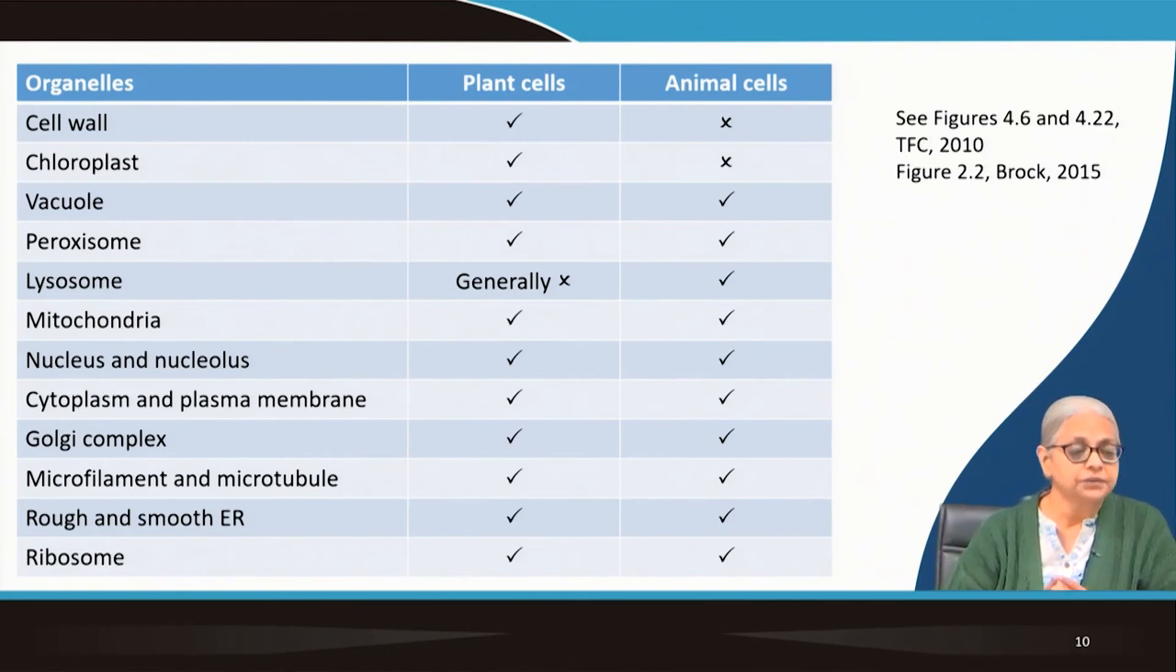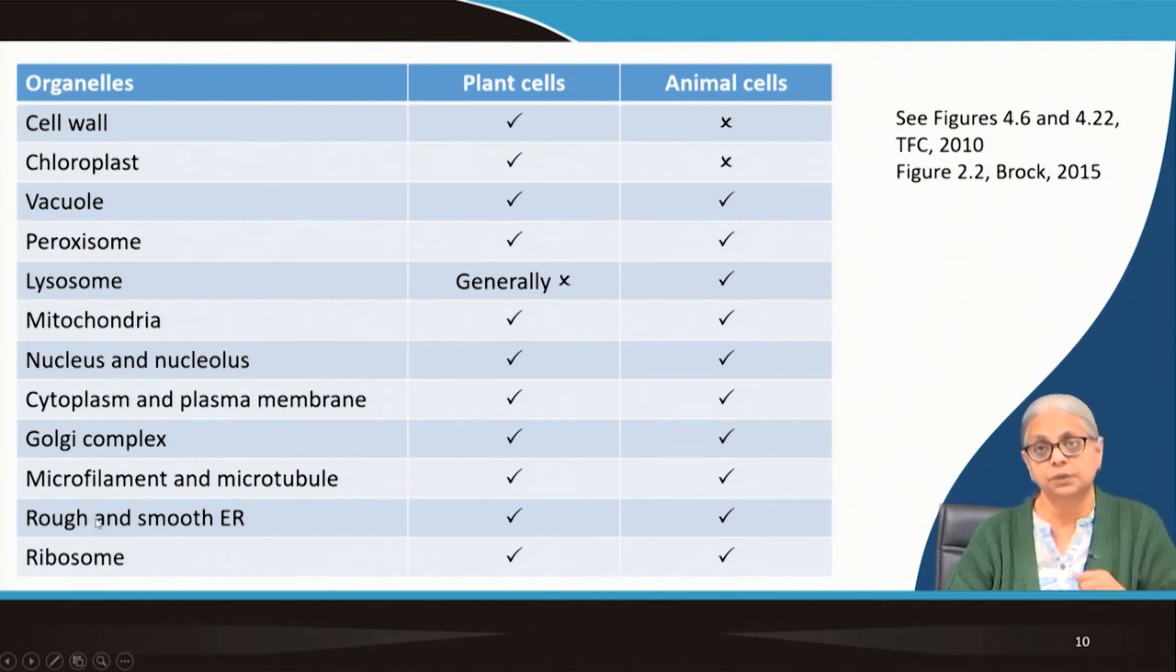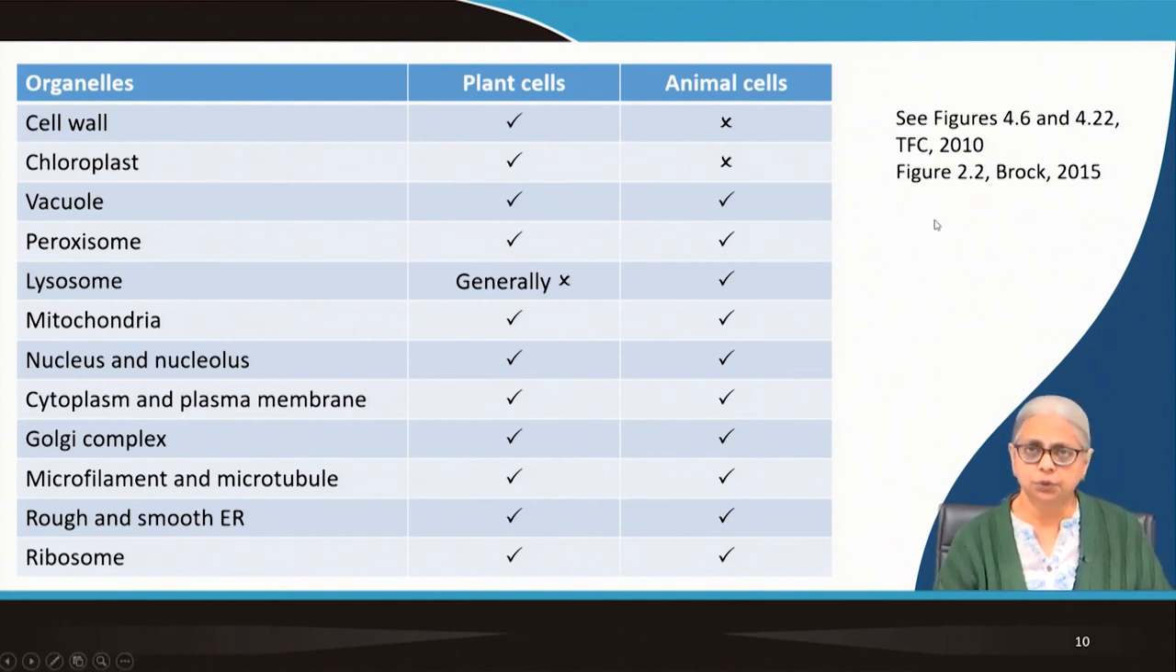So just to summarize some of the differences between plant and animal cells, cell walls and chloroplasts are present in plant cells but not in animal cells. All the other organelles, including lysosomes, vacuoles, peroxisomes, lysosomes which contain the enzyme lysozyme, mitochondria which is the site of ATP synthesis, the nucleus which contains the DNA, the plasma membrane and the cytoplasm which contains everything else, the Golgi complex, microfilaments, microtubules, smooth and rough endoplasmic reticulum, and the ribosomes, all of them are generally present in both plant as well as animal cells. There are good graphics in the textbooks that I've recommended here, so you can refer to any of them at any point.